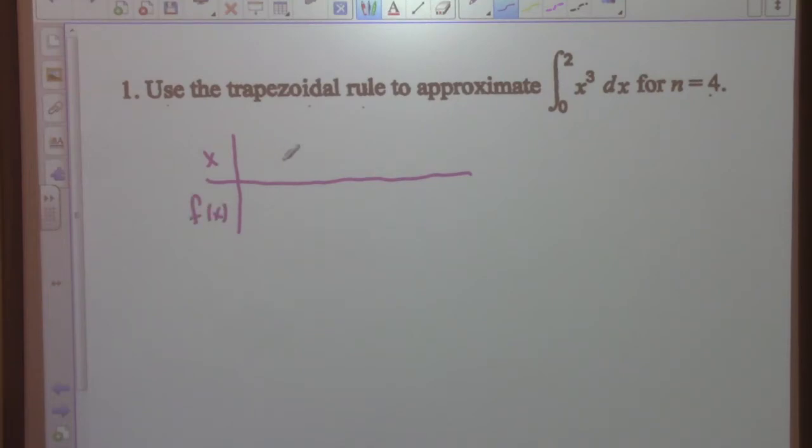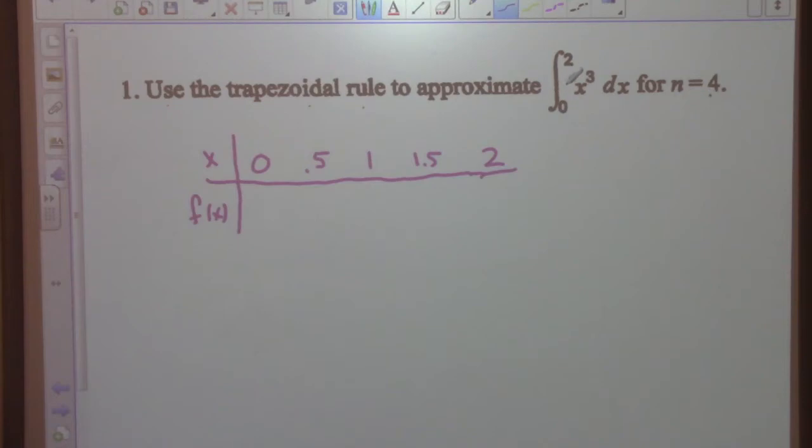What numbers do we put here for the inputs on the table? 0. We start out with 0 because we're starting at 0 to 2. And if n is 4 over this interval, what's our next number? 0.5. Then our next increment is 1, 1.5, and 2. So we have our increments here. What's going to go here?